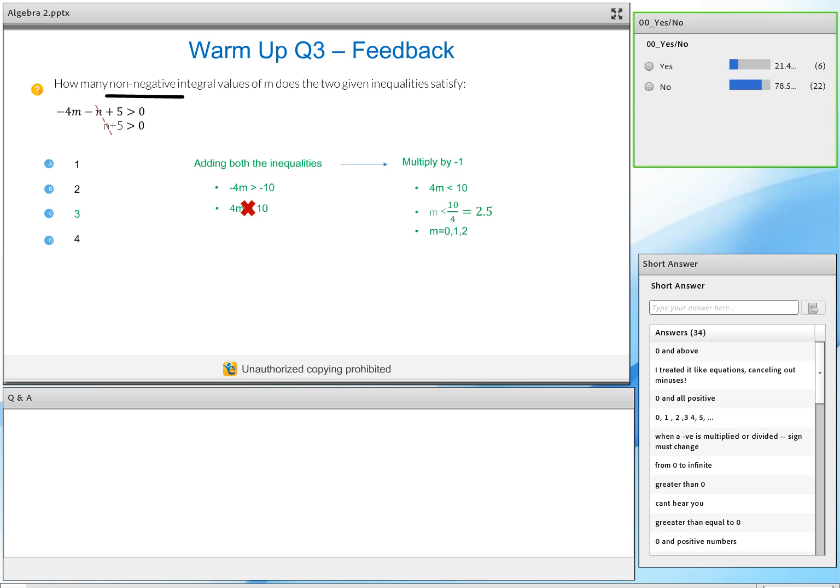I have a comment here. I treated it like equations canceling out minuses. Yes, you're absolutely right. You did that, and that's a very big difference between an inequality and an equation. Okay, so make a note of that.